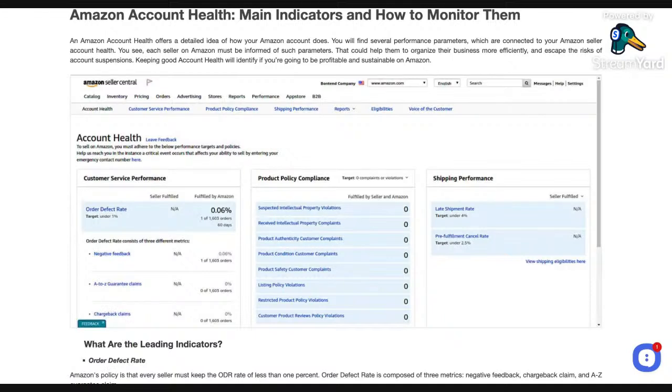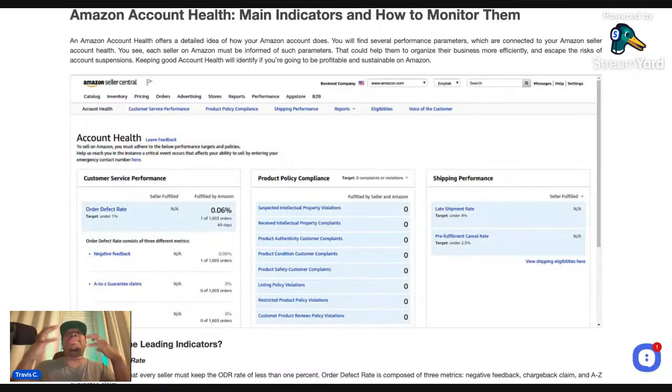Okay. And the last one is an actual chargeback claim now. And these are two in the same. So, again, the difference with the A to Z claim is that it's a claim within Amazon, right? This is not an actual chargeback. Amazon is handling this claim in-house.